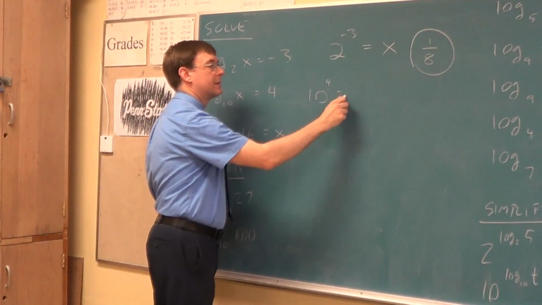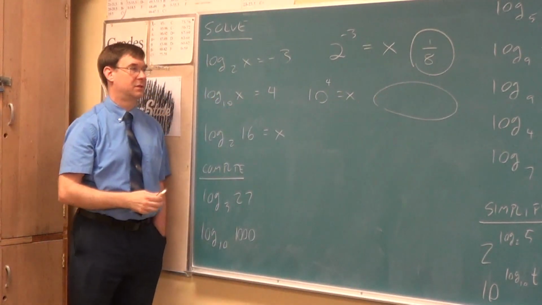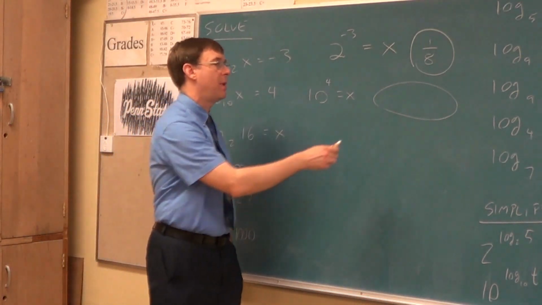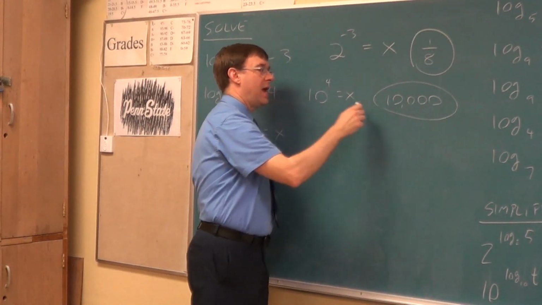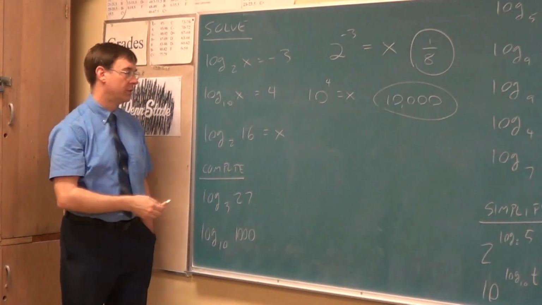10 to the 4th is x. You catch a break again, because x is alone again. Just math it, 10 to the 4th. Use buttons if you need to, but 10 to powers is nice. It is 10,000. If 10's the base, just put the zeros, 4 zeros for 4 powers of that.